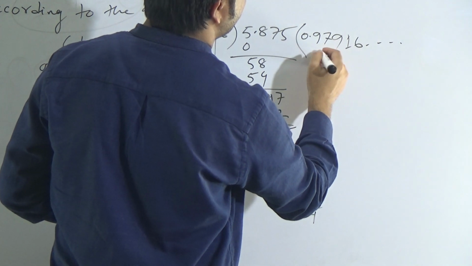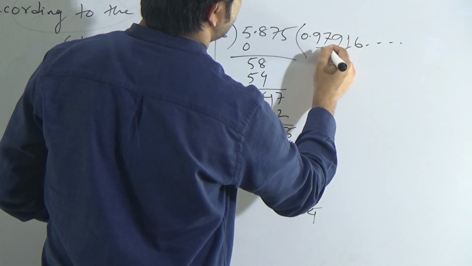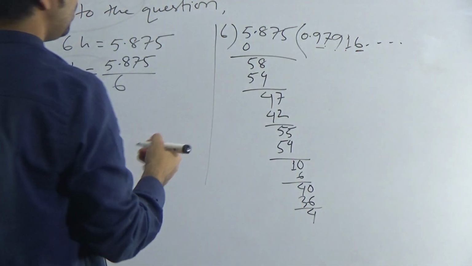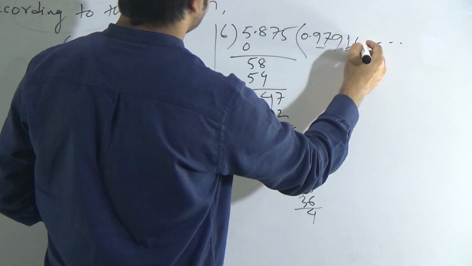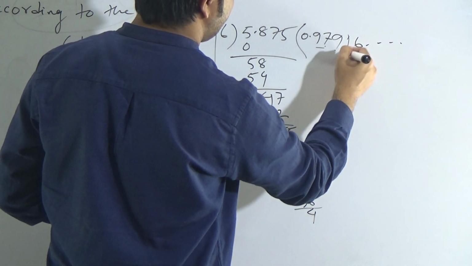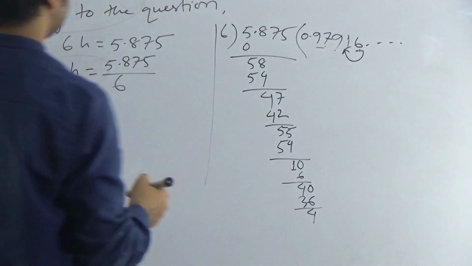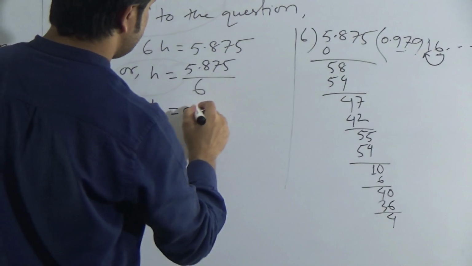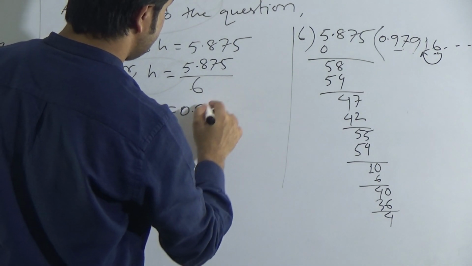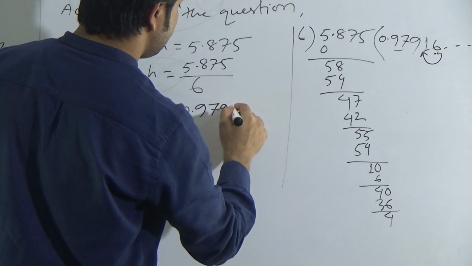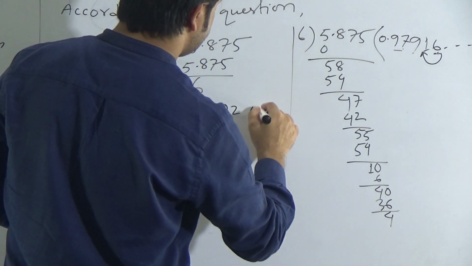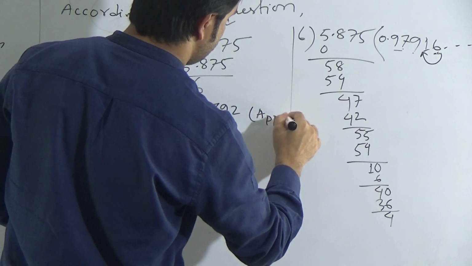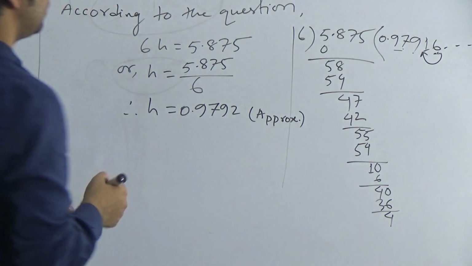We will consider just 4 digits after the decimal, 1, 2, 3, 4. As the 5th digit is 6 here, we have to add 1 to this digit. It means that we will get the value of h as 0.9792. This is an approximate value, so we can write here approx. This is an approximate value, not the exact value.